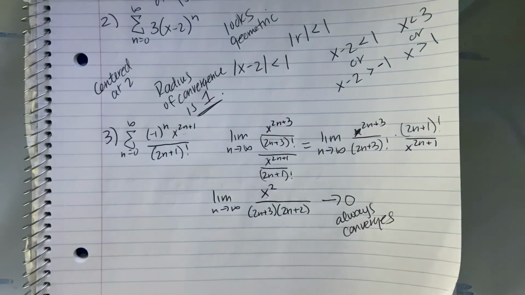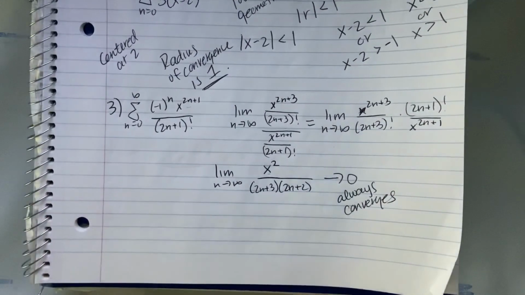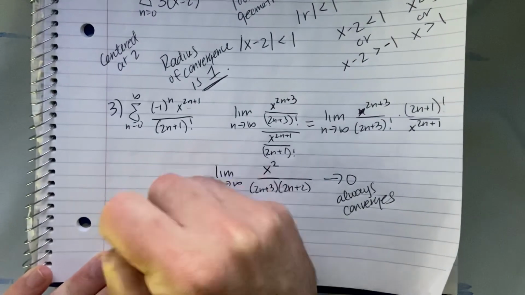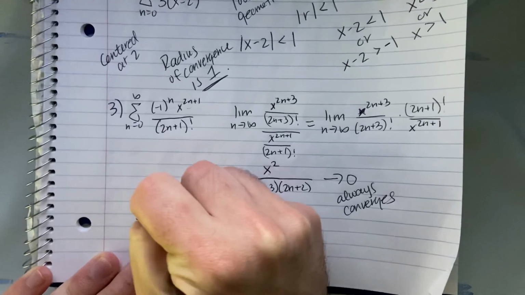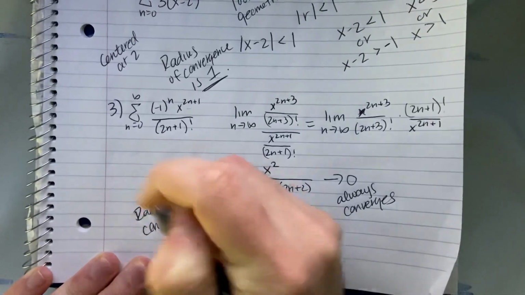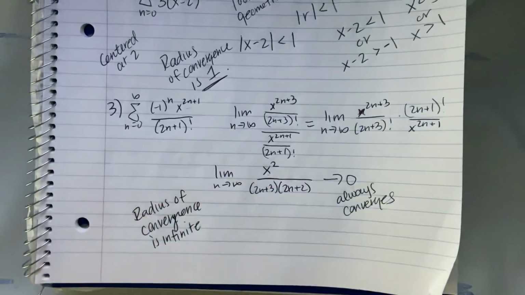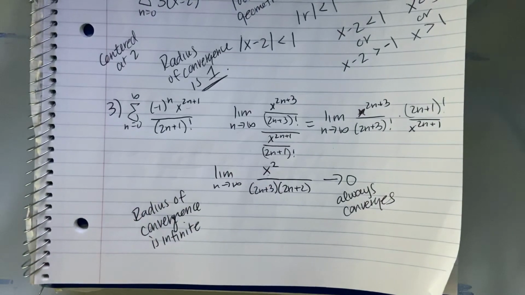Unlike the other ones, which have situations, or in the case of the first one, it only goes to 0 if x were 0. So this means the radius of convergence is infinite. And so that's how you find radii of convergence. We'll do more of these notes next.